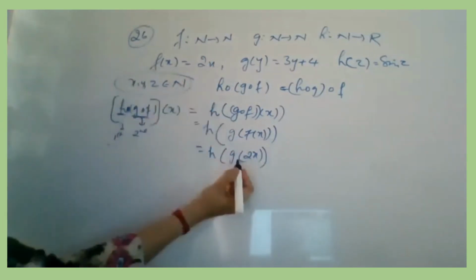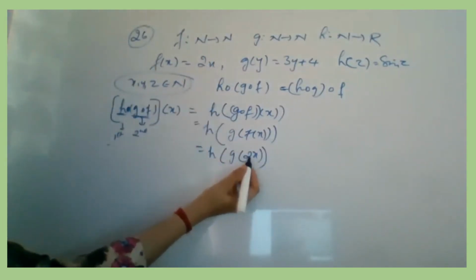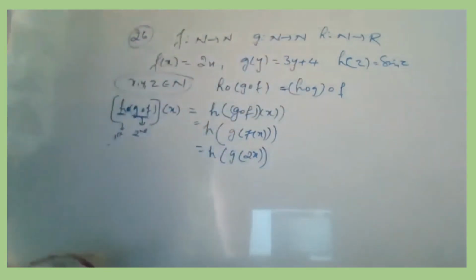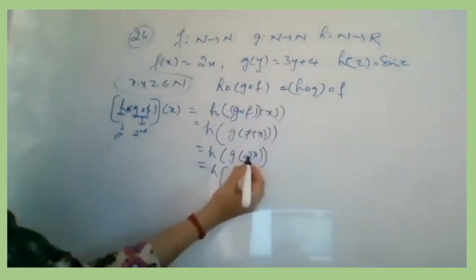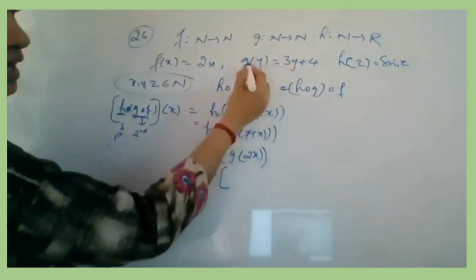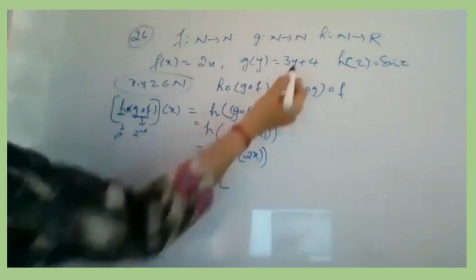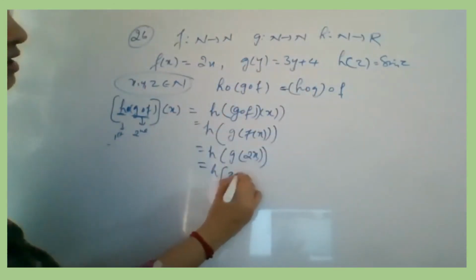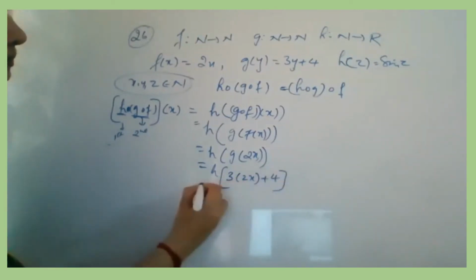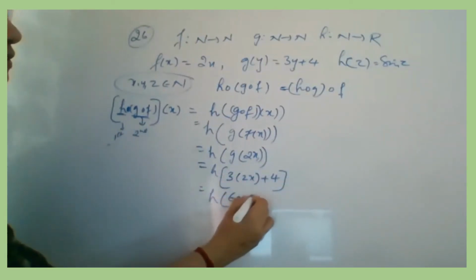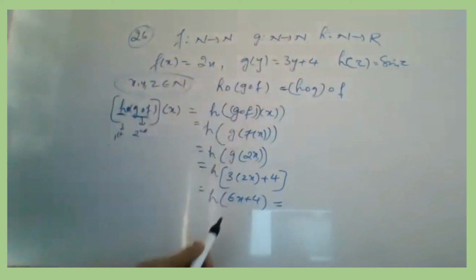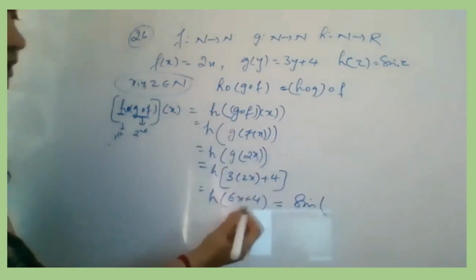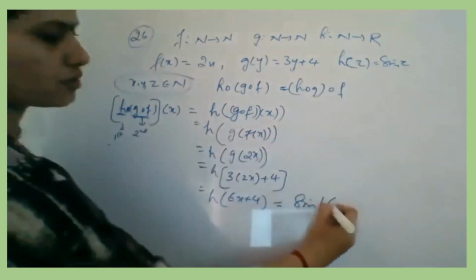Then you will take this as g of something. The g of y, you know, is 3y plus 4. What will be g of 2x? Instead of y, I need to replace it with 2x. So I will get 3 into 2x plus 4, which is h of 6x plus 4. Now again I need to apply what h is. h of z was sin z, so what will h of 6x plus 4 be? Sin of whatever the angle you have written here. In place of z, what is here? 6x plus 4. Sin of 6x plus 4.